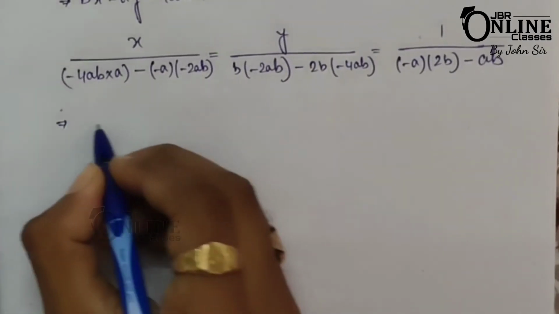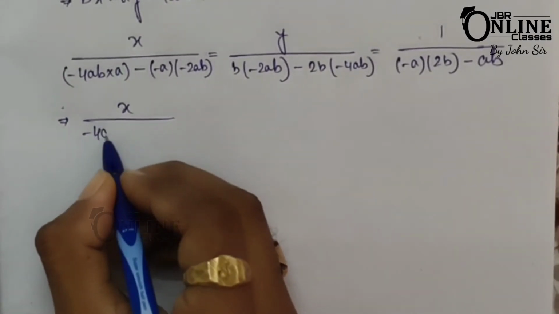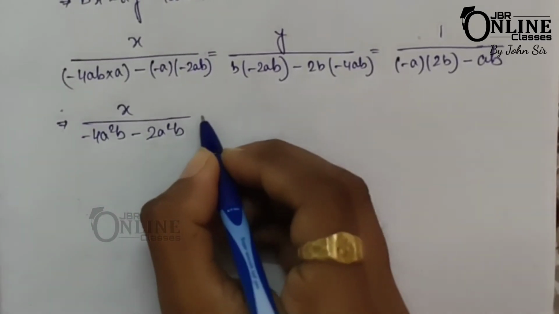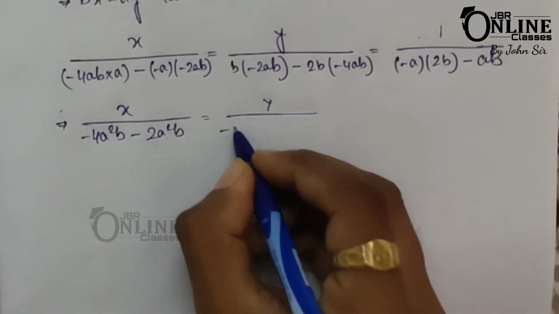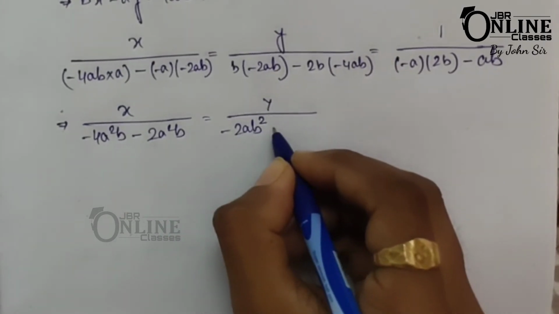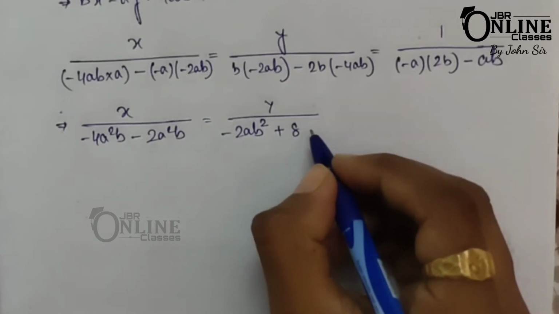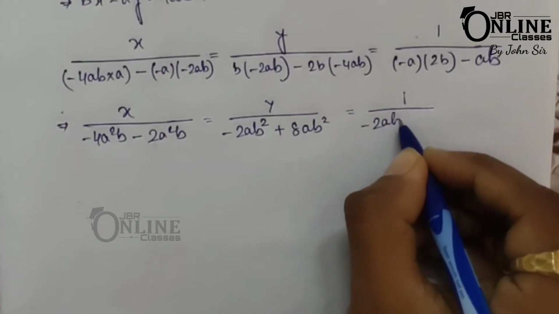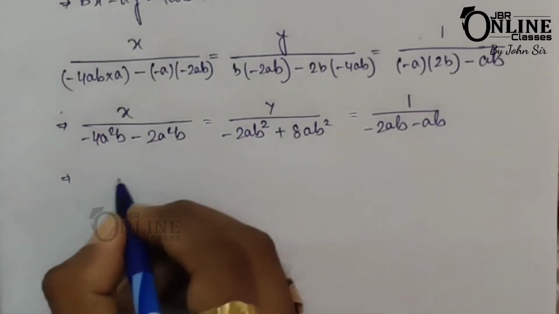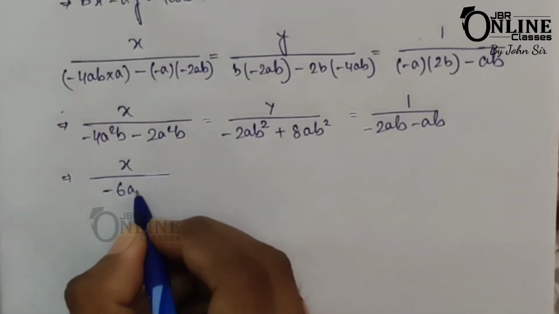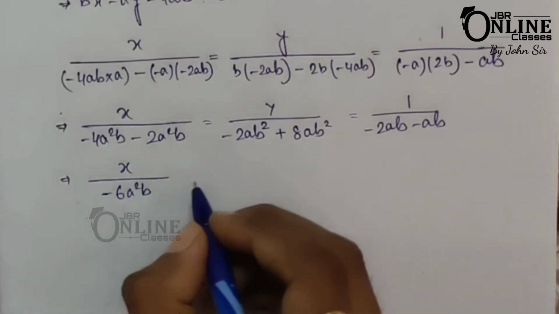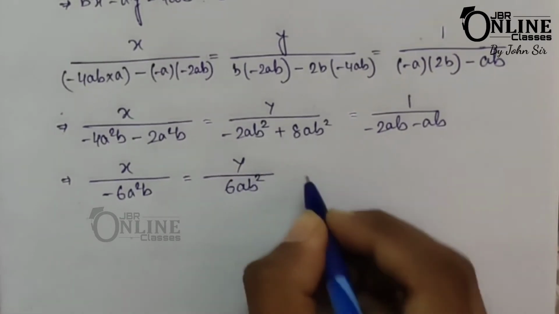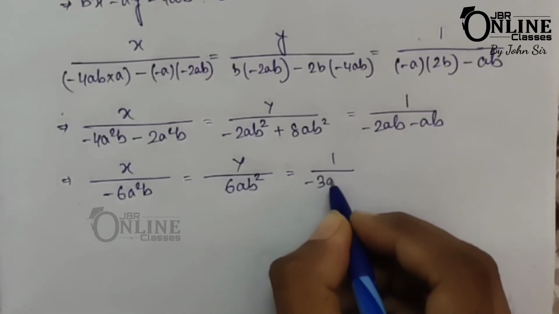Okay, now x by it's 4a square b and here minus 2a square b. Now next one for y, minus 2ab square, here plus 4 to 8, 8ab square. Now last one, minus 2ab minus ab. So that equal to x by minus 6a square b, here 6ab square, and the last one minus 3ab.